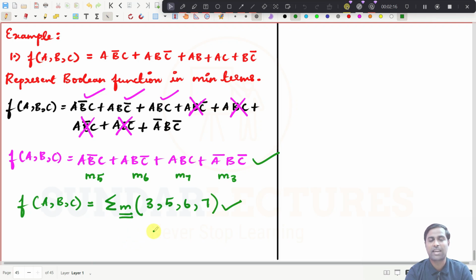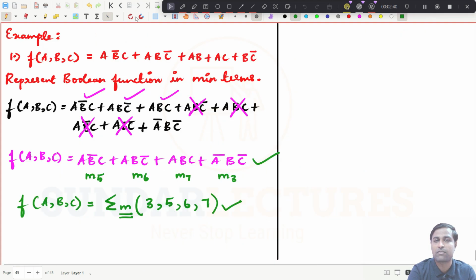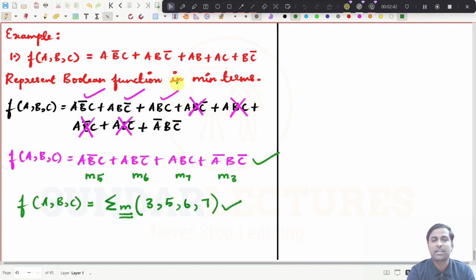You have to be very careful while writing these kinds of things. They will give you questions like this: function of a comma b comma c, summation m 3 comma 5 comma 7. Then you have to understand that 3 is represented like this, a bar b c, and 5 representing a b bar c. You have to know this, write it, and convert like this. So we have represented the Boolean function in terms of min terms. Right, now we will take another example.